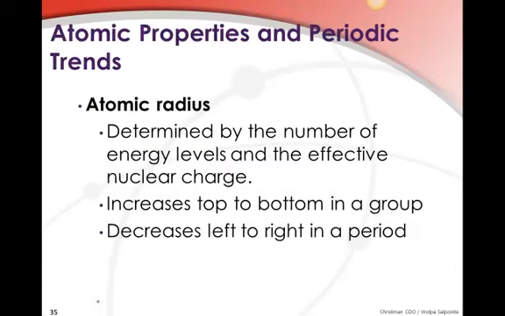Okay, so the first trend we talked about was atomic radius. And remember, the atomic radius is the distance from the nucleus to the outermost electron. And this is determined by the number of energy levels and what we call effective nuclear charge. So when you do your explanations, you're going to want to use those terms in your explanations. And in general, the trend increases from top to bottom in a group and decreases from left to right in a period.